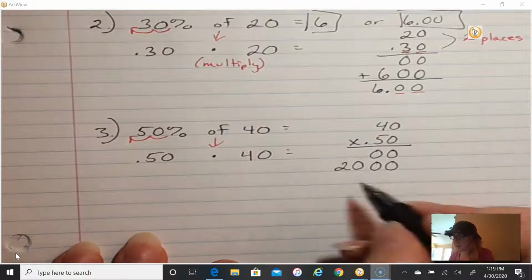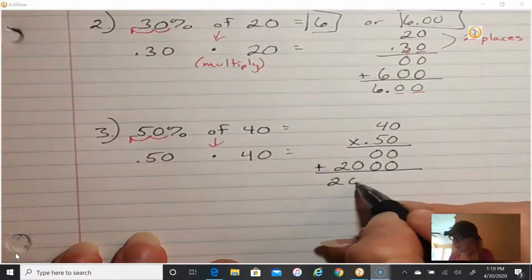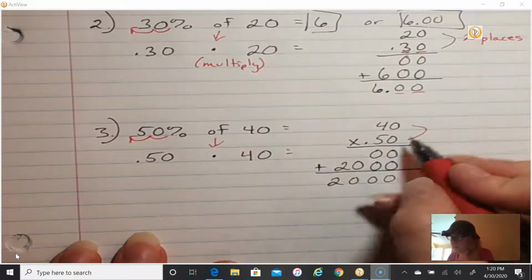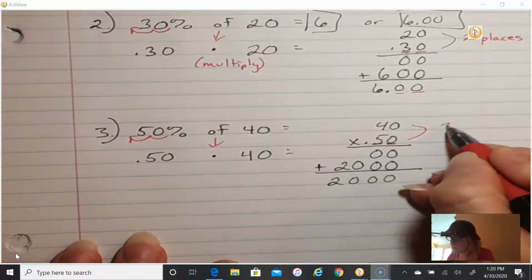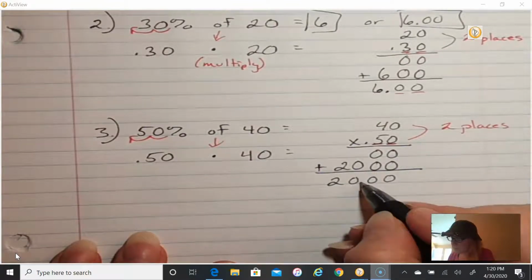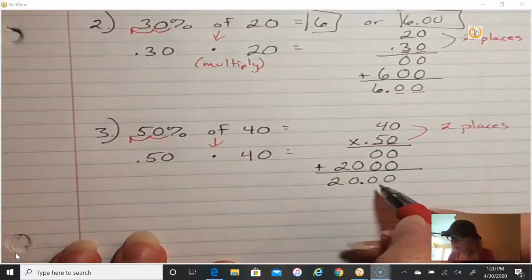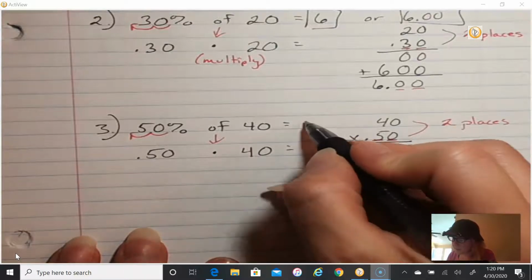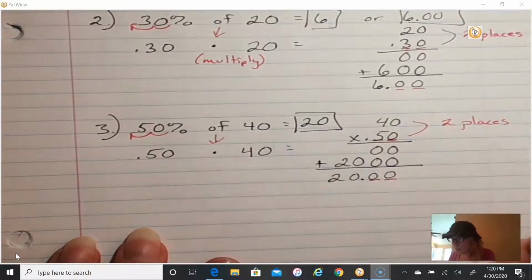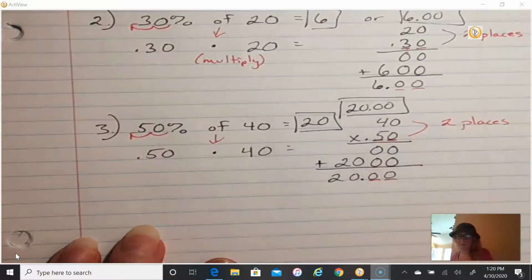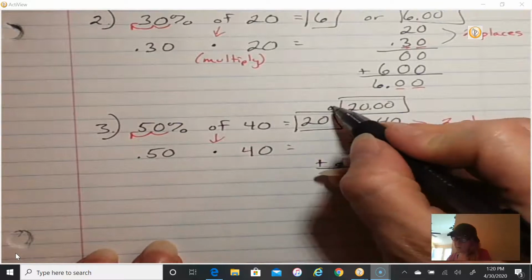Okay, how many, oops, I forgot to add again. How many total places are there in the problem behind the decimal? 2. There's 2 places. So then the decimal in your answer has to also have 2 places. Some of you are still having problems with that. So your answer is 20, or you can say 20.00. I don't care. Either one.